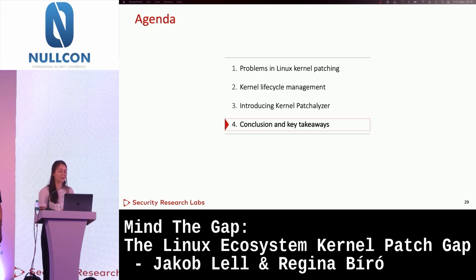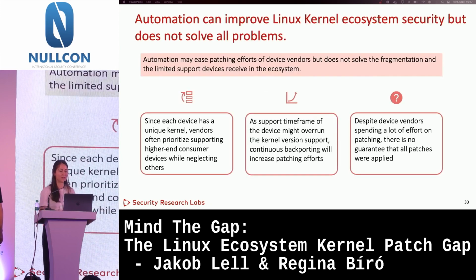And now I would like to conclude the presentation with some key takeaways. First of all, we discussed automation a lot, and of course it's great, and we believe this will really help the ecosystem, but it has its limitations, and it doesn't solve all the problems in the Linux kernel ecosystem. For example, it doesn't solve fragmentation.